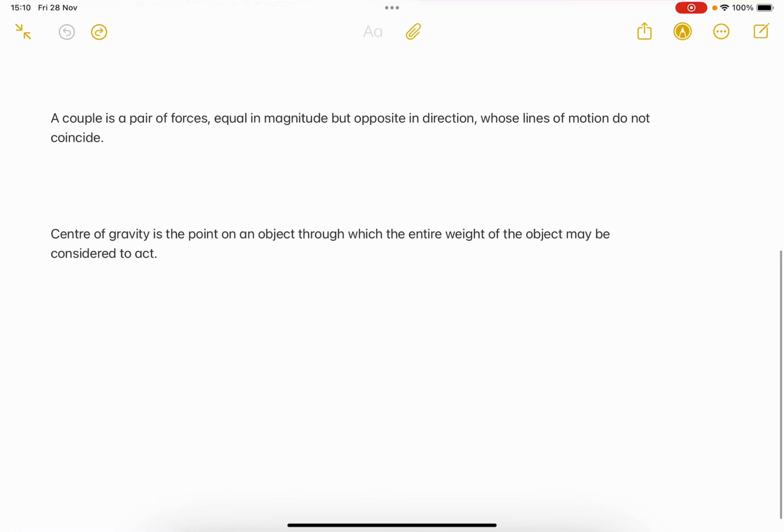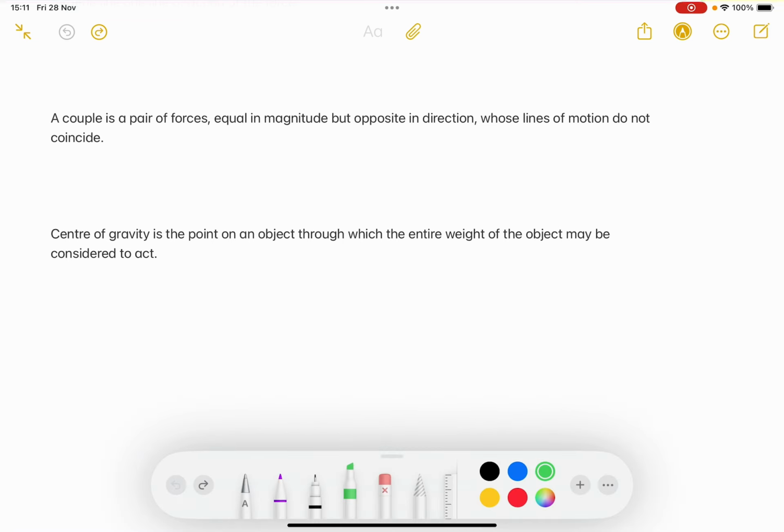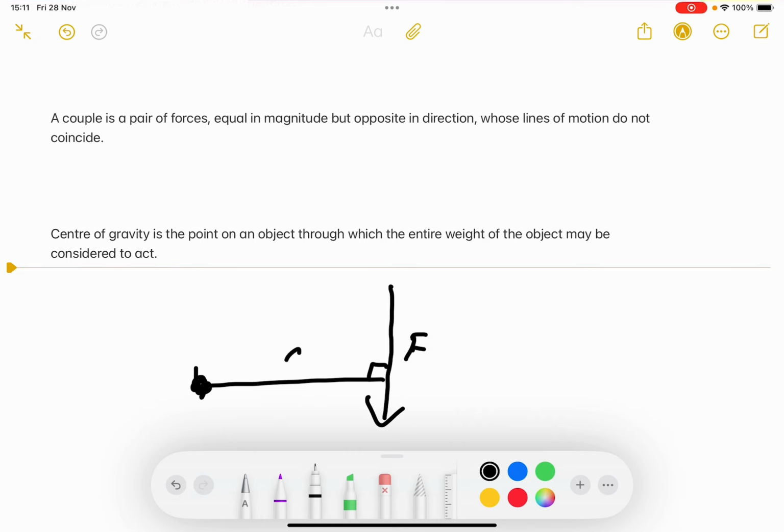So I won't say anything more about the principle of moments, but the definition of the moment of a force is, here's our point, here's our force, and here's our distance measured perpendicular to it. Then the moment of the force is just F times D. Obviously it has units of newton metres.